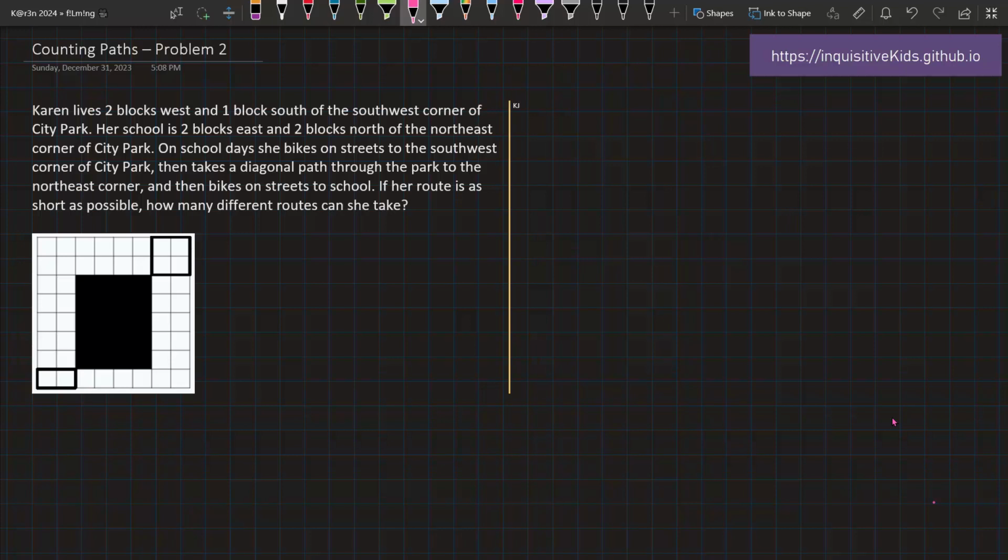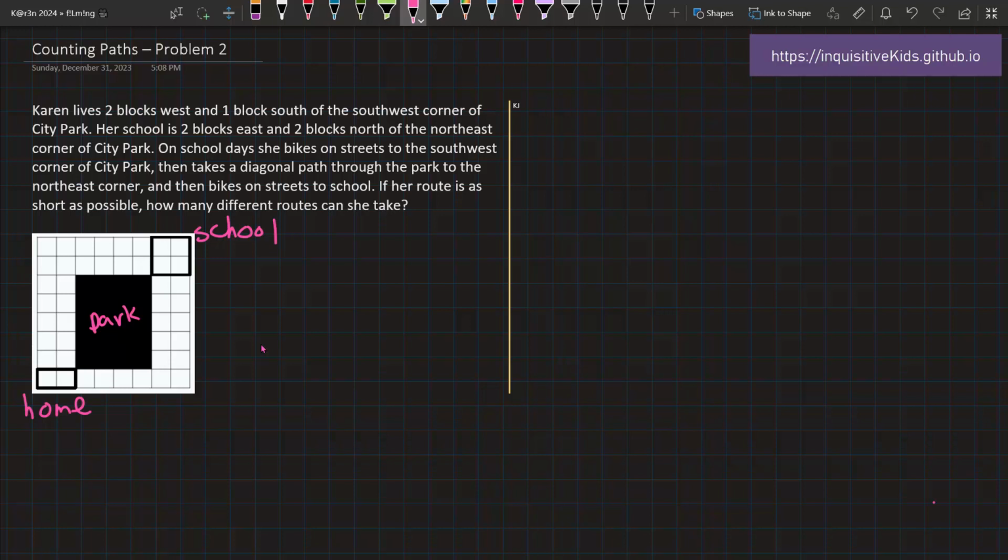Pause the video and see if you can solve this on your own. Here is a diagram. Her school is here, and her home is on the bottom left corner. This is the park. All right, what answer did you get? Well, here is the solution.